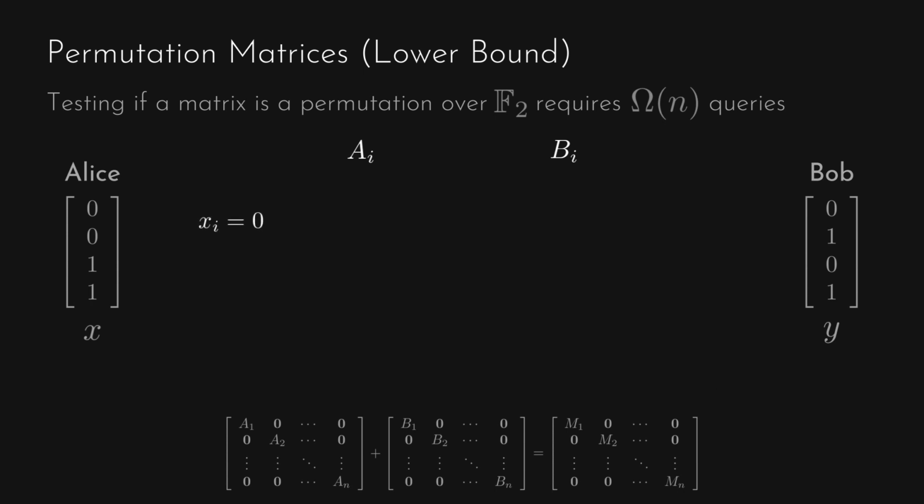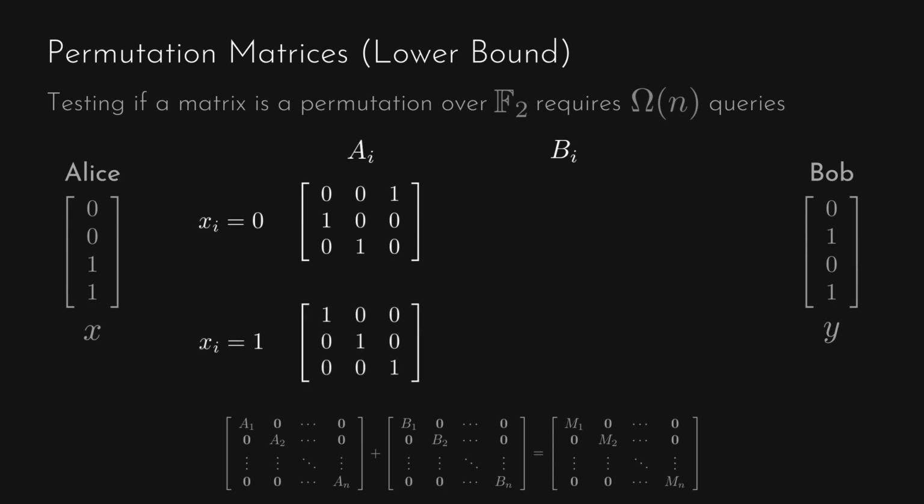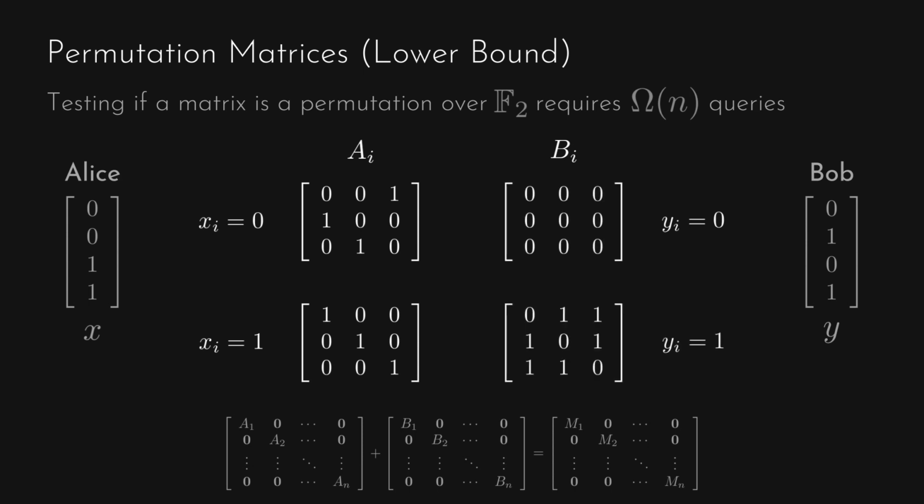If Alice has a 0, then she will add this submatrix to her overall matrix. And if she has a 1, then she will add this one instead. If Bob has a 0, he will add this one, and if Bob has a 1, he will add this one instead. So those are their 4 submatrices. Alice and Bob build their overall matrices using these.